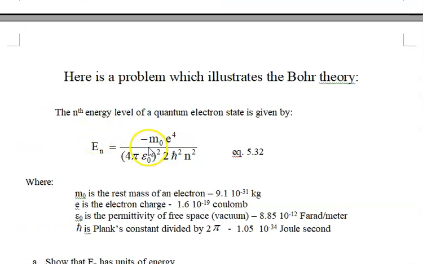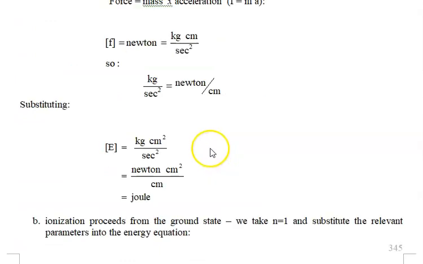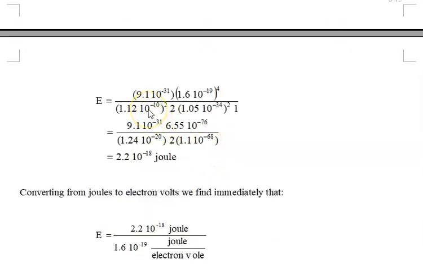Okay, let's go back here again. For M, E, all the numbers we put in, and let's see how that works. This is the rest mass, 9.110 to the minus 31 kilograms. This is the electronic charge, 1.6 to the minus 19th, raised to the fourth power. This is the permittivity of free space squared. The 2 comes down, and this is Planck's constant divided by 2 pi, and we square that, and we use n equals 1 for the ground state.